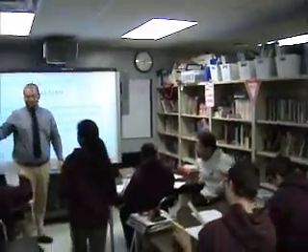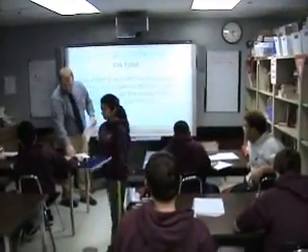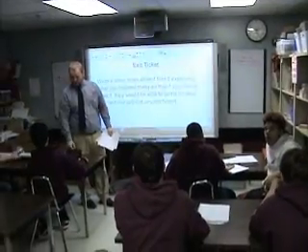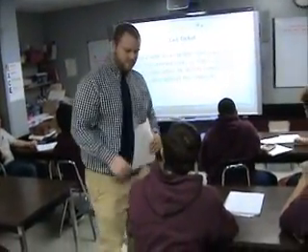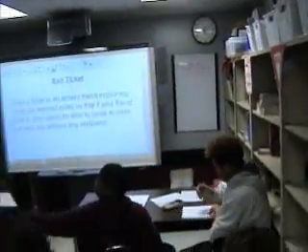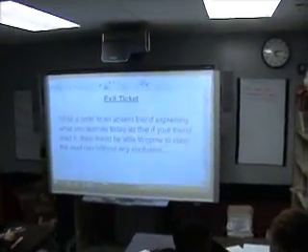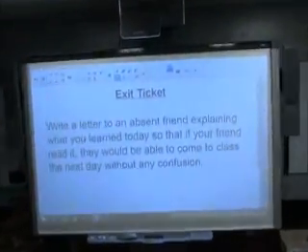For Quincy, Squiggles, and Jocelyn, when you're done, take an exit ticket. Write a letter to an absent friend explaining why you left. If your friend read it, they would be able to come to class. So if I'm absent and I come in and I read your journal, I know exactly what we did today.